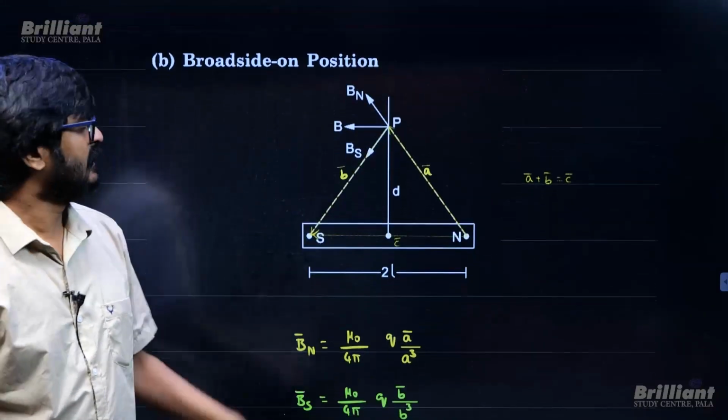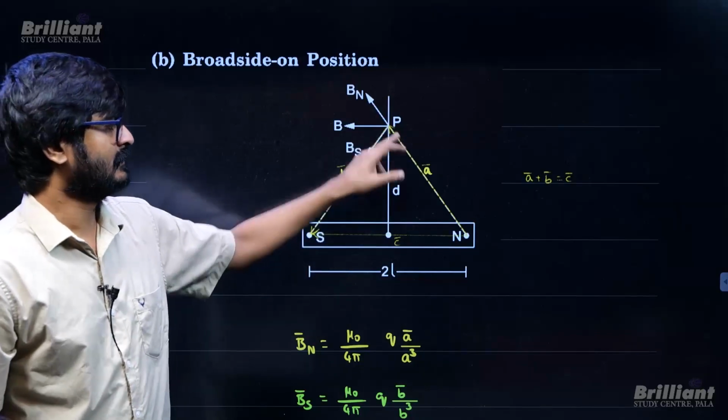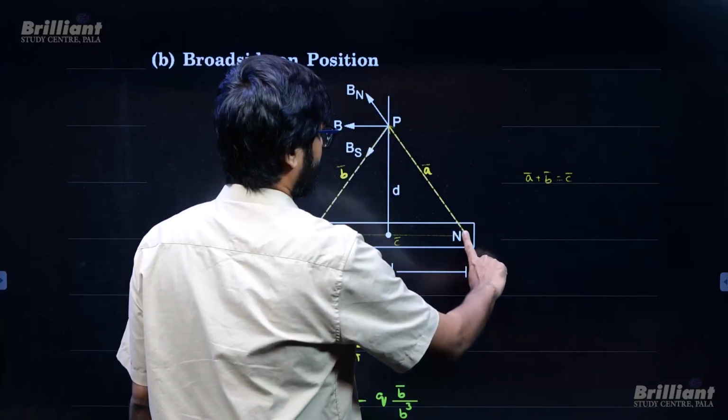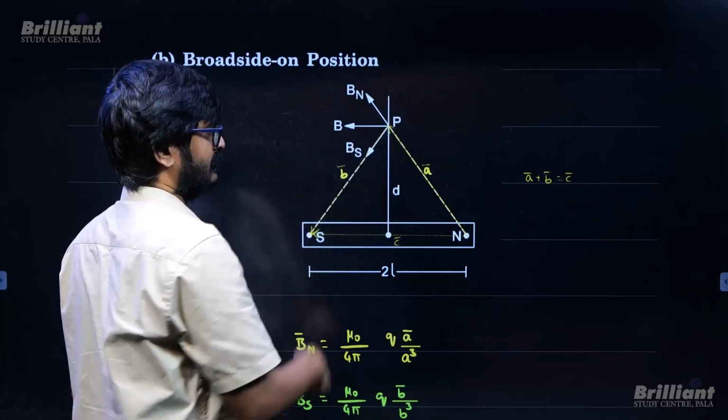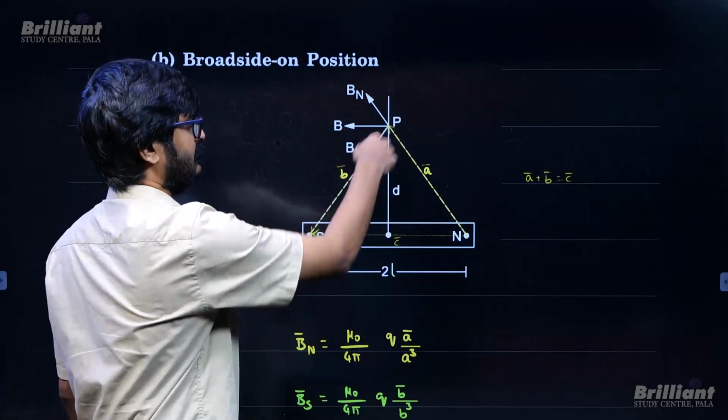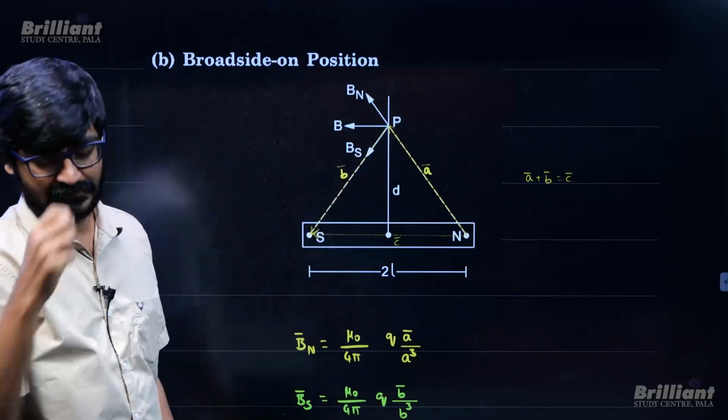Now similarly, if you want to find the magnetic field here, then this is a positive charge, so the magnetic field due to this one will be in this direction. This is the negative charge, so the magnetic field due to this one will be in this direction. Now we need to find the summation of these two, it will be in this direction.